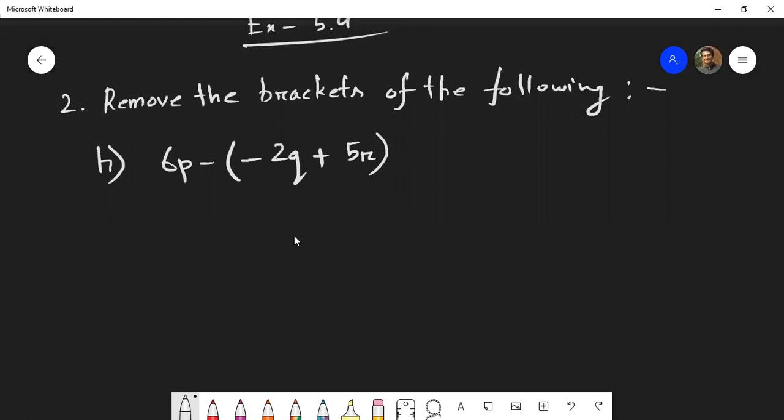So what we have to do is get rid of the first bracket. How will you do it? You can see there's a negative sign. So what we have to do is multiply the negative with both terms: you get a positive, plus 2q, and then minus 5r. So this is the simplification. That's it. That is the answer.